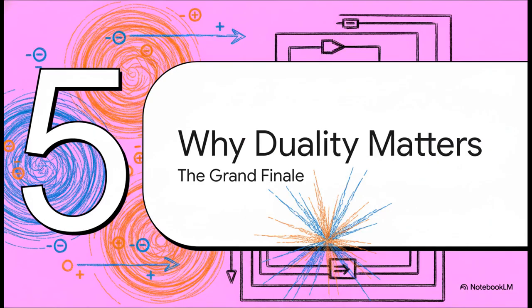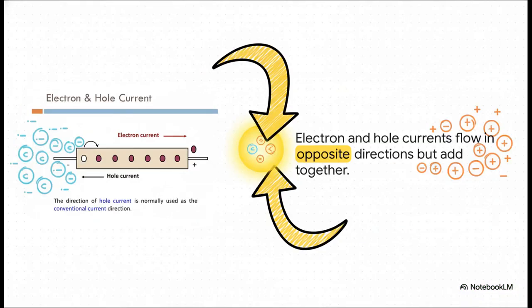So why does any of this duality matter? Why is having two kinds of carriers so special? This is it, the grand finale. This is where we see the real genius behind how a semiconductor works. Okay, now here is the absolute knockout punch. The negative electrons, they move toward the positive terminal. The positive holes, they appear to move toward the negative terminal. They are flowing in opposite directions. But, and this is the beautiful part, because their charges are also opposite, these two opposite movements both contribute to the total current. They add together to create a bigger, more robust current.